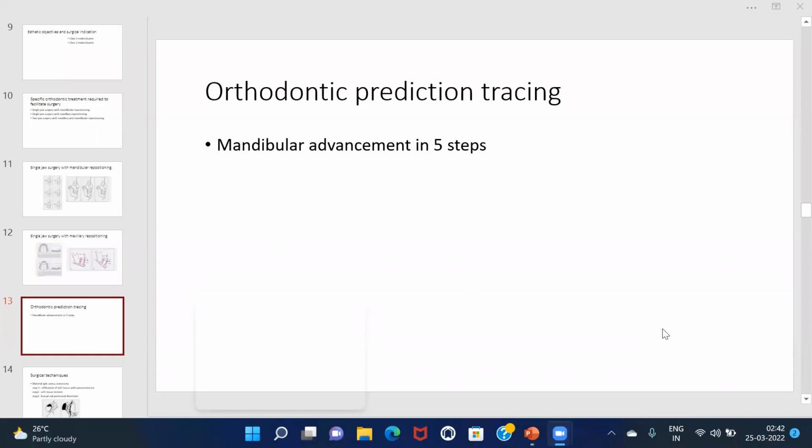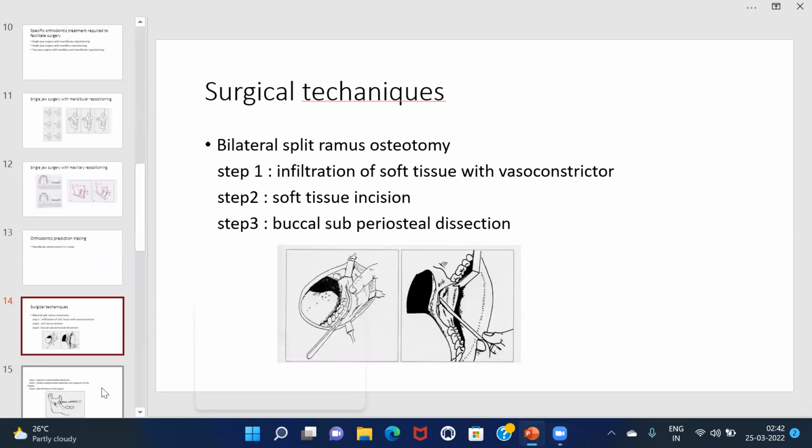Now, let me start with the surgical techniques. Our knowledge and understanding of all the aspects of orthognathic surgery have grown considerably during the past 2 decades. Diagnostic skills and treatment planning have become more sophisticated, and we have developed surgical techniques that enable us to treat most complex jaw deformities with confidence.